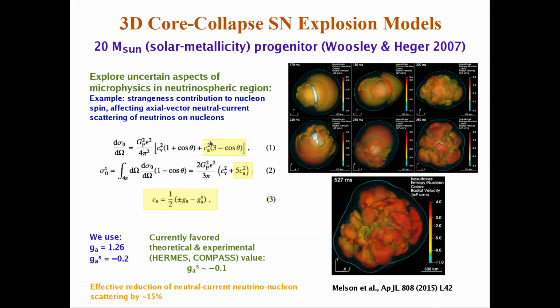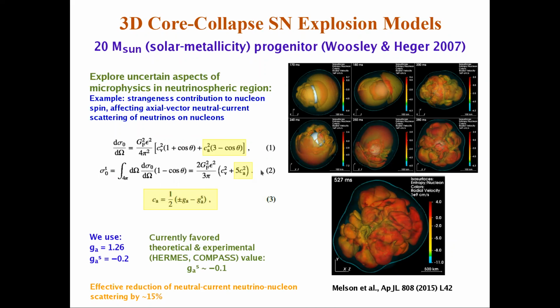And this actually changed the neutrino nucleon scattering rates for the relevant neutrino energies on the order of something like 15%. And this was only these two reactions, neutrino scattering on neutrons and protons. And that was the only change we made. And this change then led to an explosion.